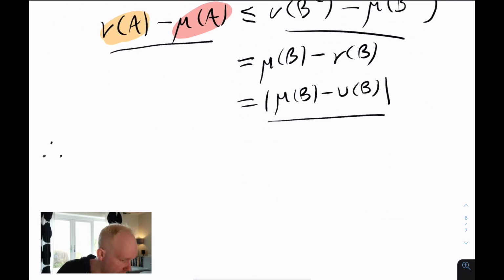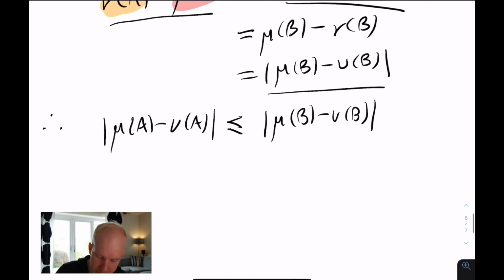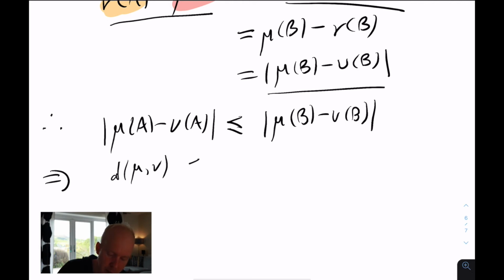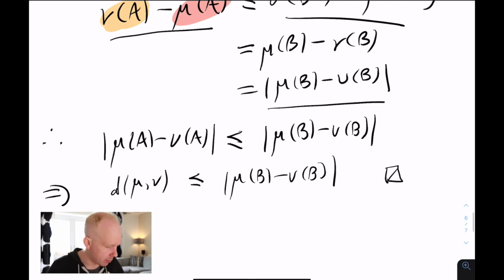So that implies, in particular, that the absolute value of mu A minus nu A, which is what we want to maximize, is at most mu B minus nu B. So this implies in particular that the total variation distance is at most mu B minus nu B. So this proves that part of the claim. I use this square notation with a dash to say that we proved this particular claim.